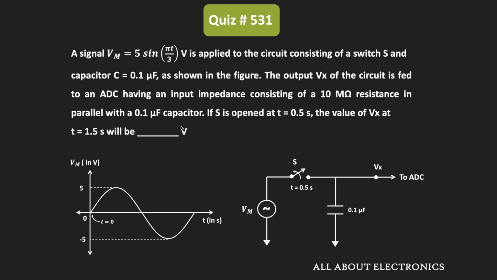In the question, we have been given that in this circuit, at time t equal to 0.5 second, the switch is opened, and after that we have been asked to find the output Vx at time t equal to 1.5 second. So let us find that.